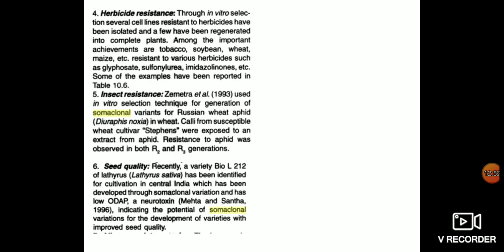So these are a few applications of somaclonal variation.